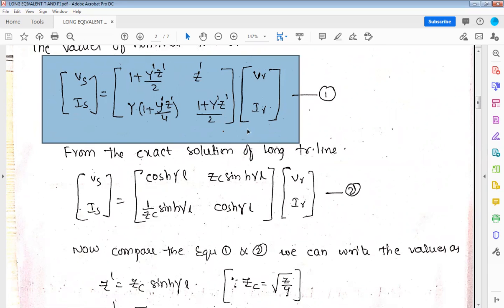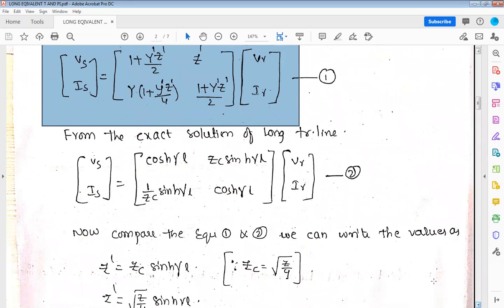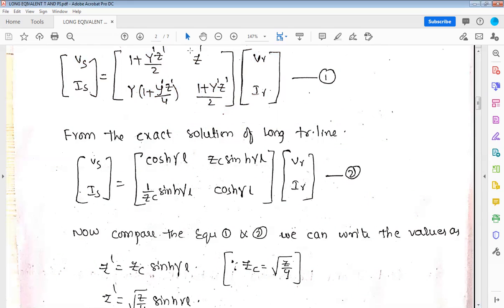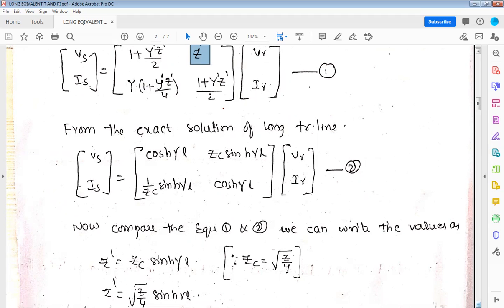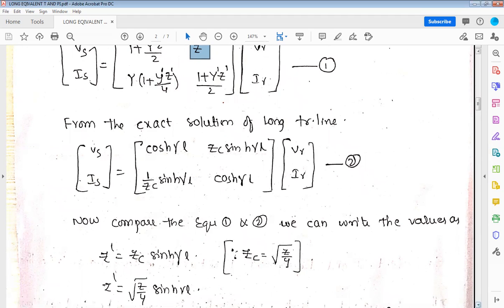Now comparing these two equations, equation 1 and equation 2, we can obtain this Z dash. Z dash is equal to Zc into sinh of gamma l.